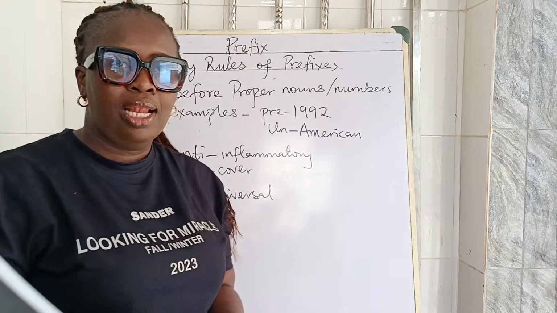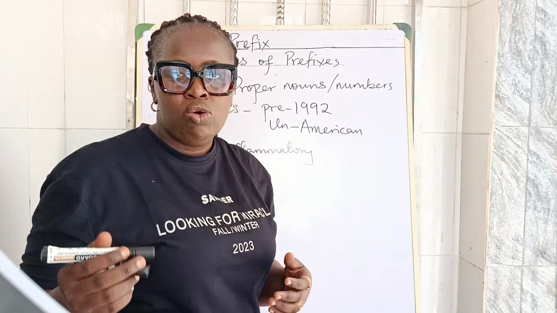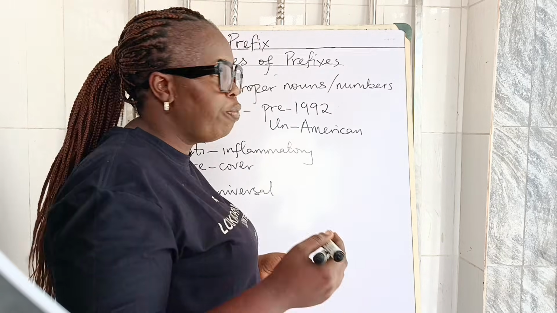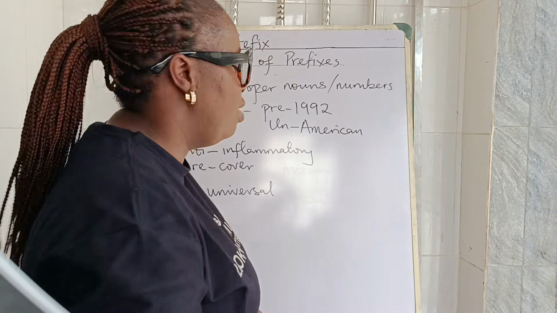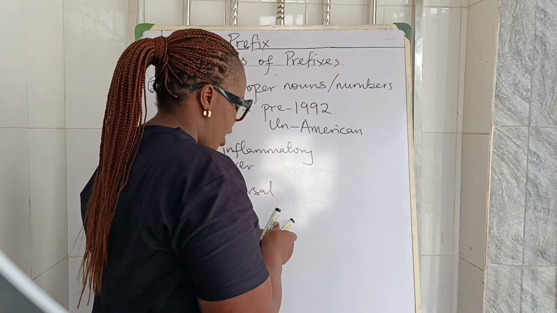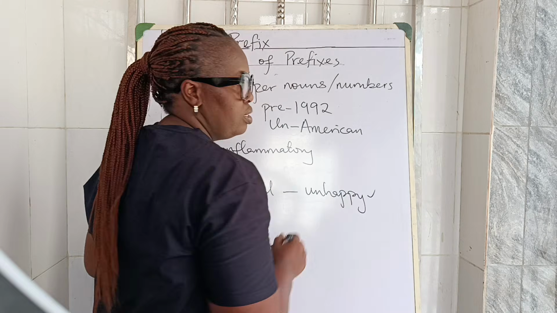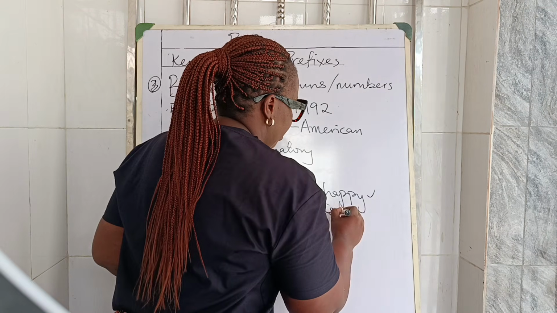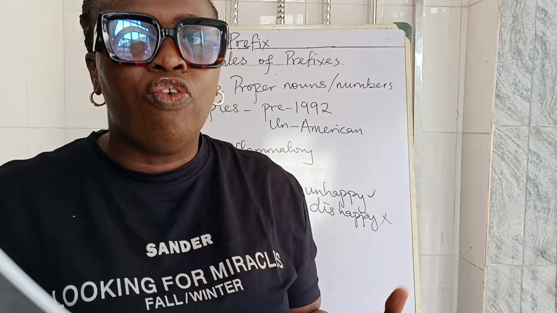Let's look at number 4, the last one but not the least. The last one for today's class is not universal. Not universal means not all prefixes work with every word. An example is happy. I can say unhappy. Correct. Can I say dishappy? Is it correct? Unhappy is correct, but dishappy is not correct. So that's why we say it's not universal. It's not all prefixes that go with all root words. Do you understand? Hope you enjoyed today's class.